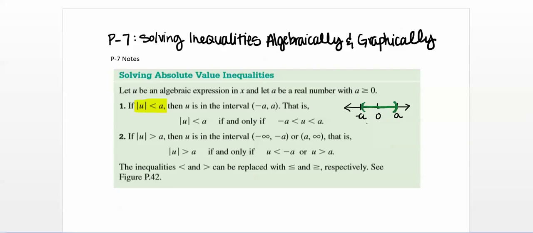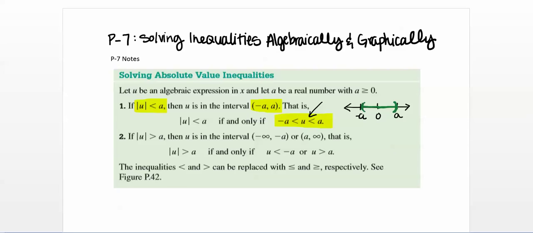And so you get this range here, which if we write that in interval notation, you get this, from negative a to a, open parentheses, because we're not doing brackets because it's not equal to. If it was less than or equal to, we would use brackets. So this can be rewritten as a compound inequality like this. Negative a is less than u, which is less than a. And so that's what you do to solve it. You rewrite it as one of these, and then you solve this.